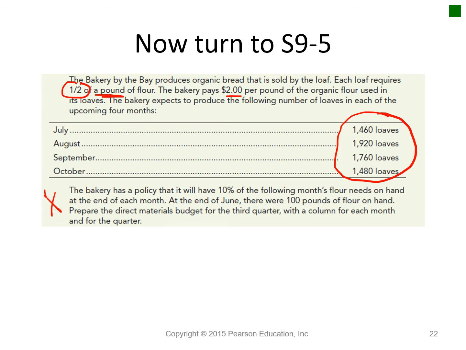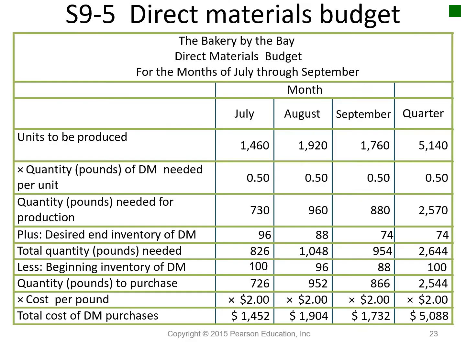And then down here at the bottom, they're going to tell you your inventory needs. It says the baker has a policy that it will have 10% of the following month's flour needs on hand. So we'll need that 10% to calculate ending inventory. And then they go ahead and give you at the end of June how much was on hand. They want a direct material budget for the third quarter. And then in the next slide, I'll walk you through the calculations.